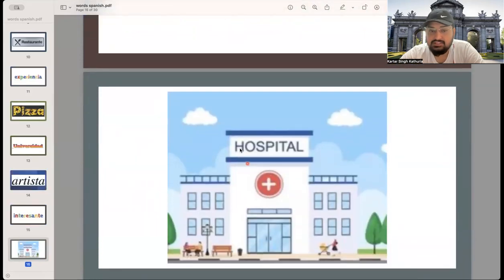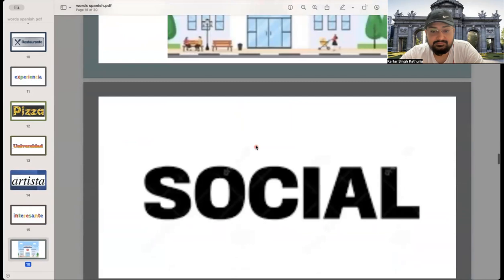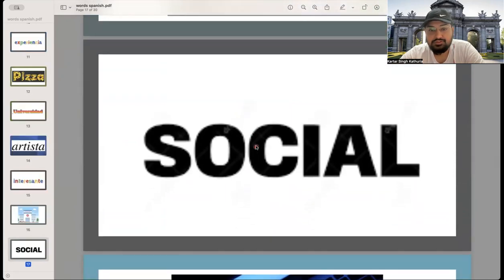Again, hospital starting with H. H is silent, so the pronunciation is hospital. What's that? Hospital. It's not social, it's not social. It's social. Social.